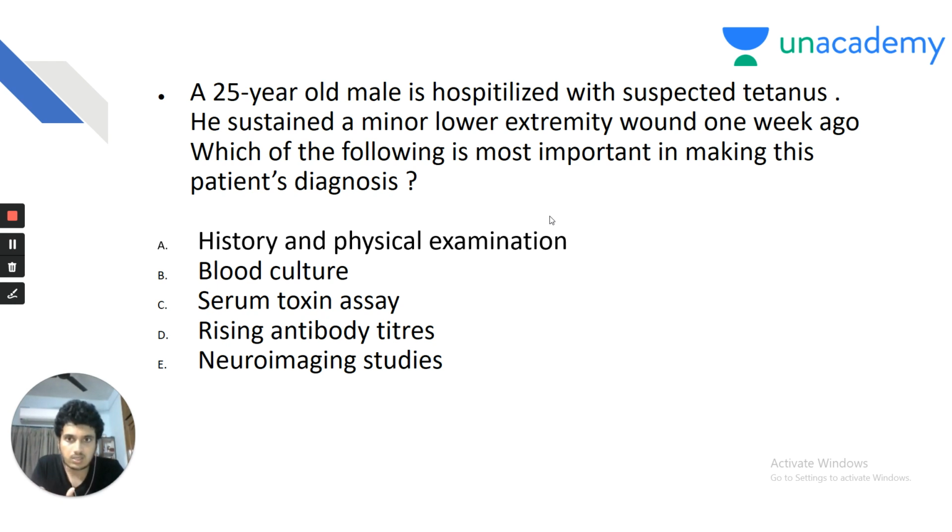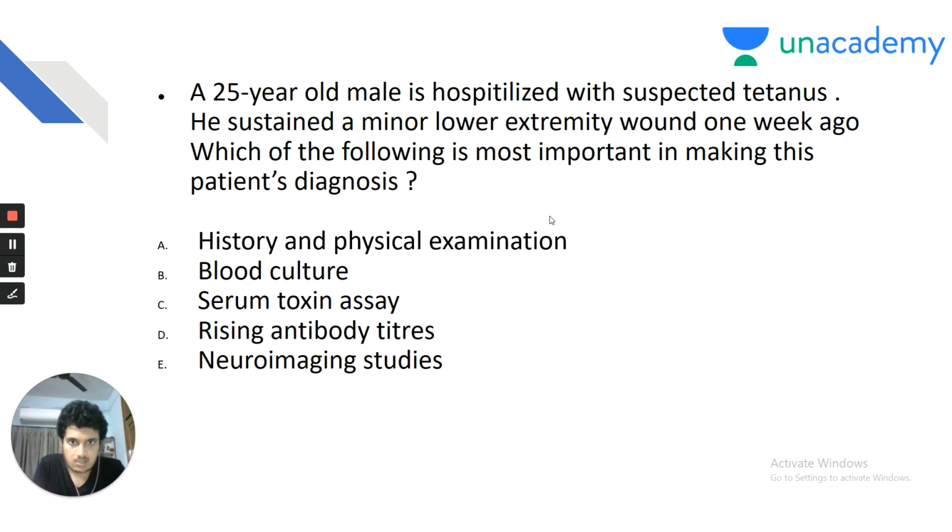Let's go to the second question. A 25-year-old male is hospitalized with suspected tetanus. He sustained a minor lower extremity wound 1 week ago. Which of the following is most important in making this patient's diagnosis of tetanus? The first one is history and physical examination. Option B is blood culture. Option C is serum toxin assay. Option D is rising antibody titers. And option E is neuroimaging studies.